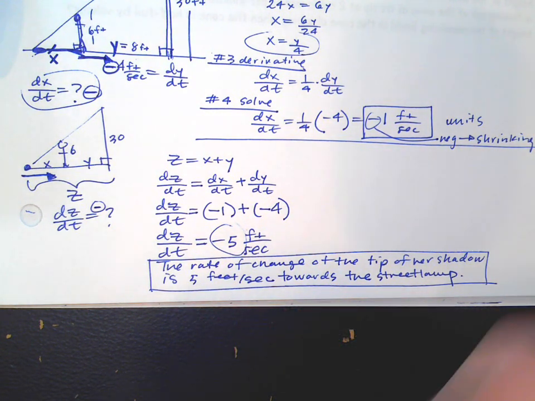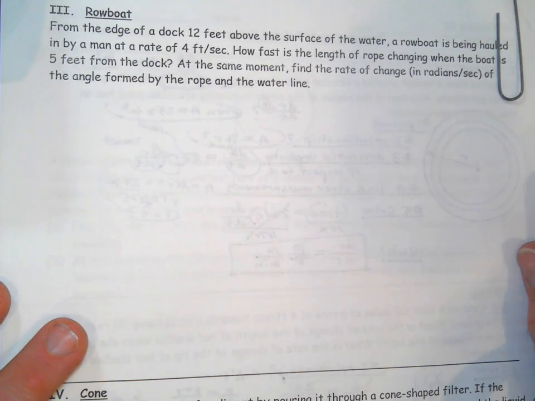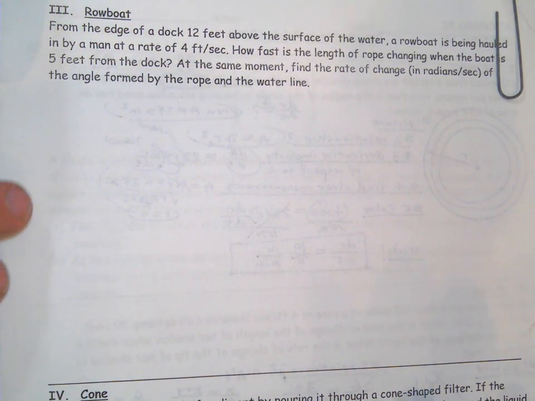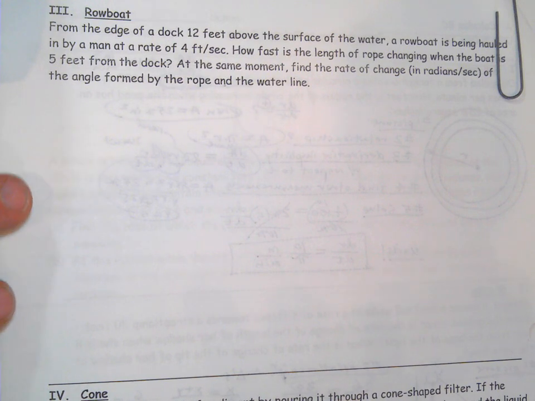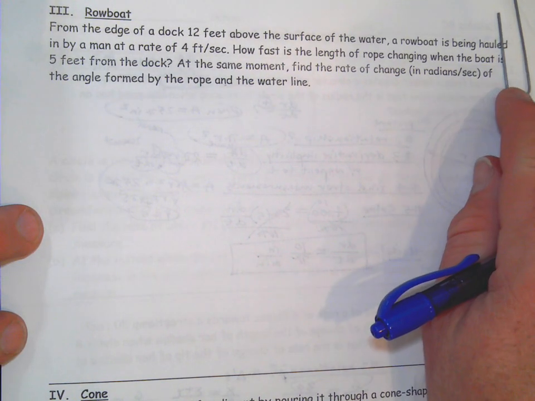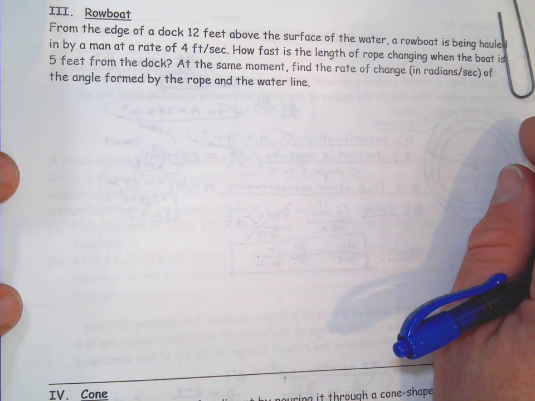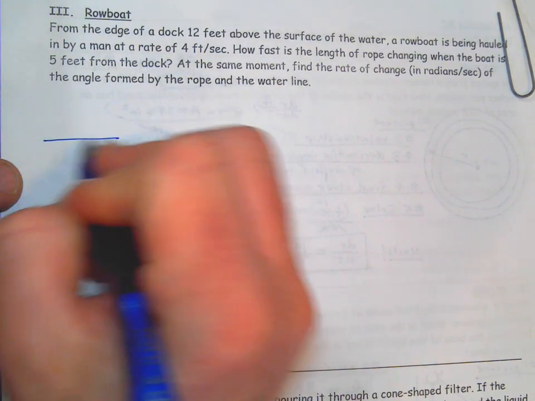All right, let's do a couple more very common types of problems. So next one says, from the edge of a dock 12 feet above the surface of the water, a rowboat is being hauled in by a man at a rate of 4 feet per second. How fast is the length of the rope changing with the boat when the boat is 5 feet from the dock? At the same moment, find the rate of change in radians per second of the angle formed by the rope and the water line. Draw a picture.